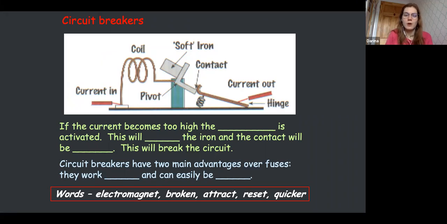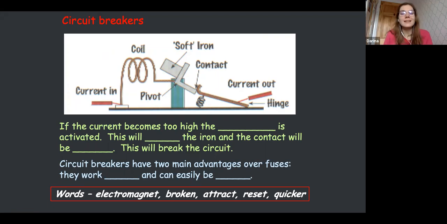What's the gap here? They work quicker. Excellent. They work quicker and can easily be reset. So for a circuit breaker, all you need to reset it is flip a switch, and that means you're fit to use the circuit again. As soon as you switch it back on, it will work.